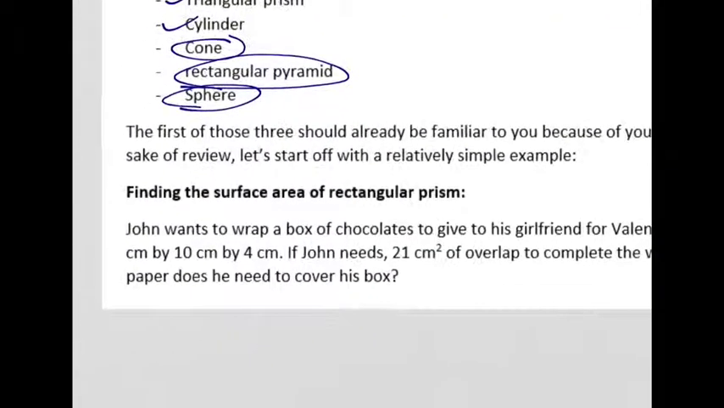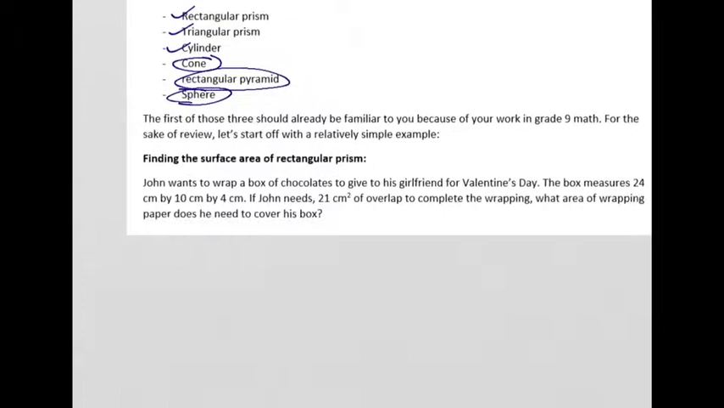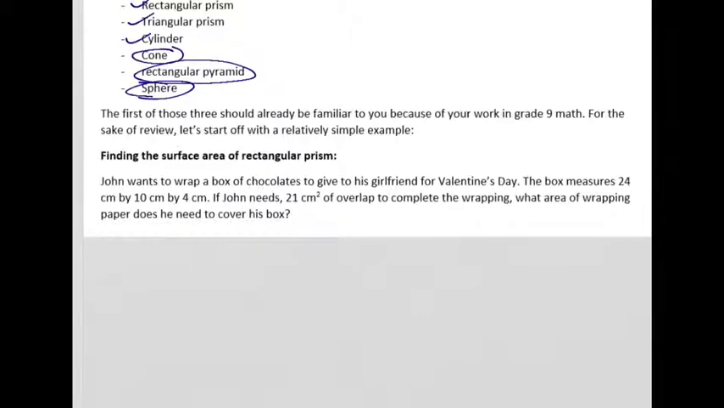To start things off, we're going to do a pretty simple example just to review surface area and how to calculate it. I'm going to find the surface area of a rectangular prism. This is an easy object. This should go very quickly and be very familiar. So, John wants to wrap a box of chocolates to give to his girlfriend for Valentine's Day. Brownie points for John. The box measures 24 centimeters by 10 centimeters by 4 centimeters. If John needs 21 centimeters squared of overlap, that's extra wrapping, to complete his wrapping, what area of wrapping paper does he need to cover his box?